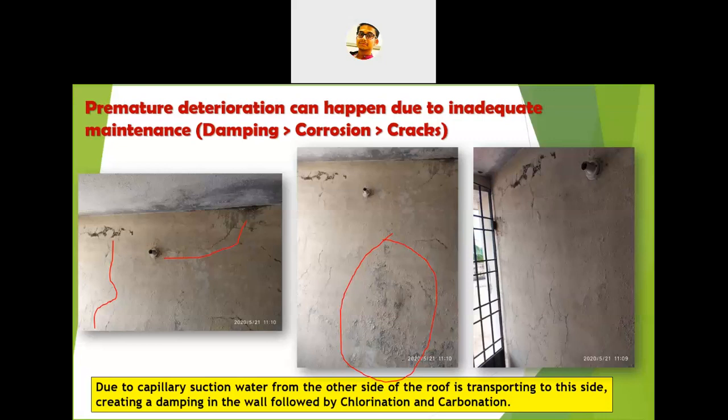In my opinion, within a couple of years you will see severe corrosion and severe delamination of concrete. Due to capillary suction, water from the other side of the roof is transported to this side, creating dampness in the wall, followed by chlorination and carbonation. So it will happen. This is an example I found quite useful and relatable to this topic, so I shared it with you.